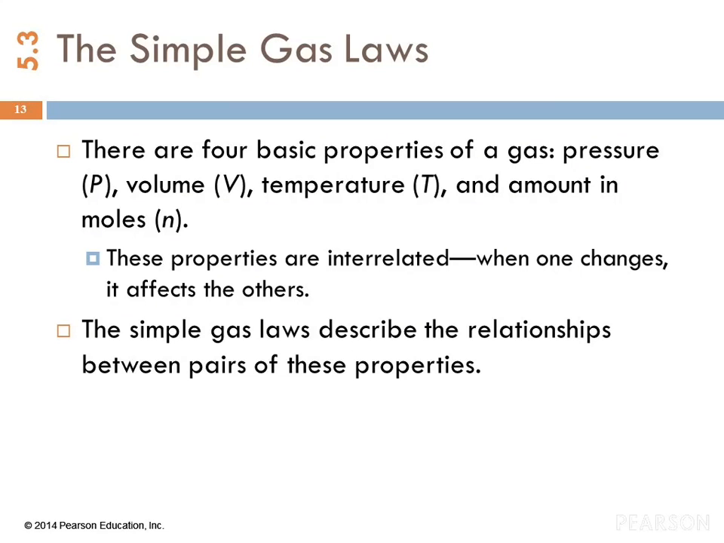When we're talking about gases, there are four basic properties or quantities that we measure. Pressure is important. We've been talking about pressure. We use capital P to stand for pressure. The volume of a gas is important. That's capital V. The temperature is important. That's capital T. And the amount of gas. We measure the amount in moles. And the amount is N.